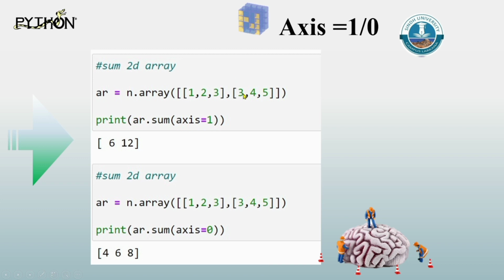For columns we have axis equals 0, where 0 refers to the columns. So instead of 1 we can use 0, and that will add the columns with each other. So this is how axis equals 1 and axis equals 0 work.